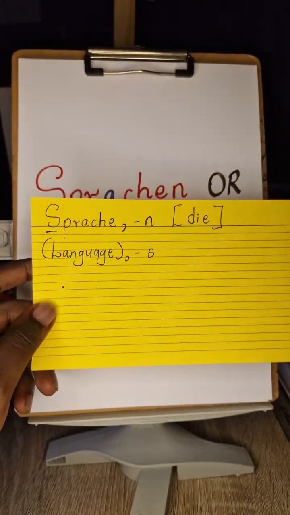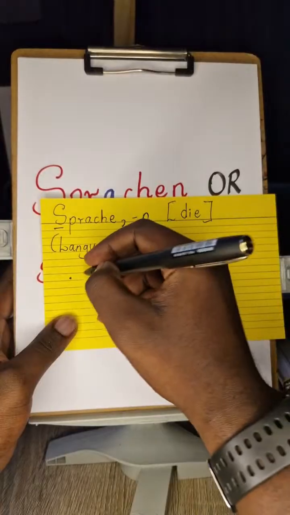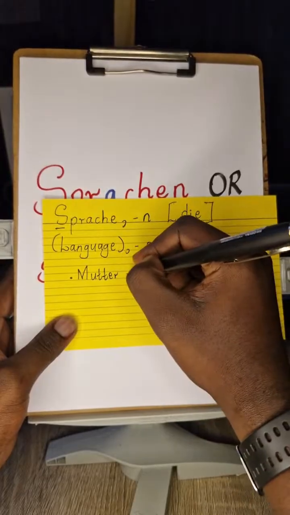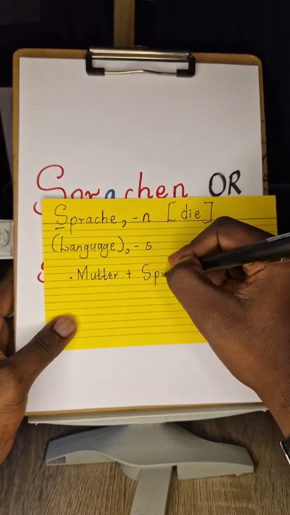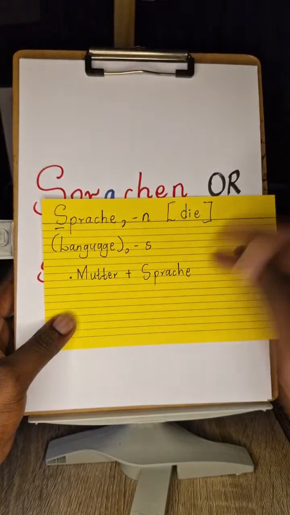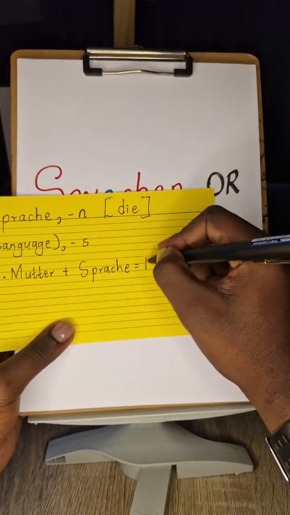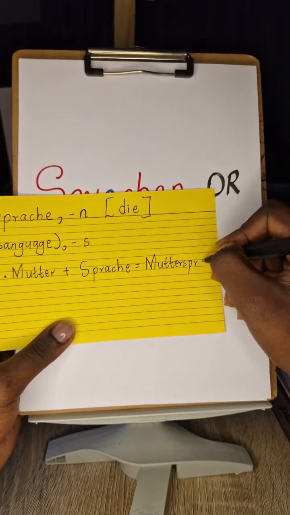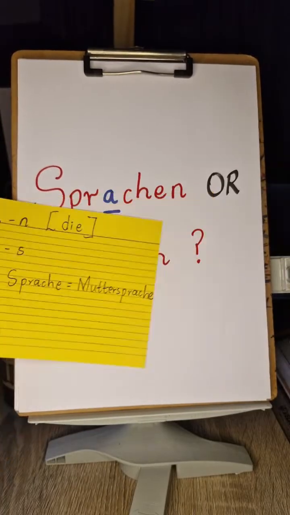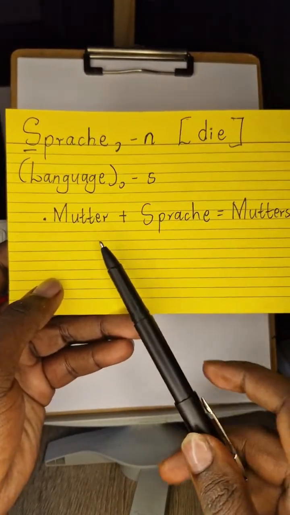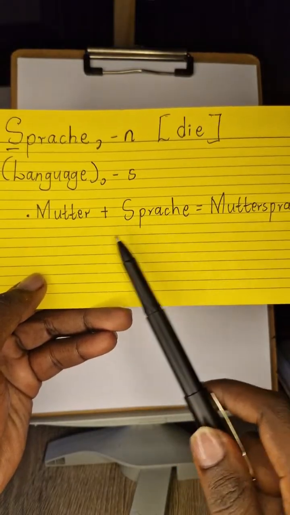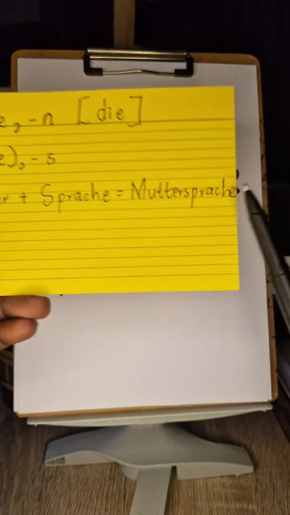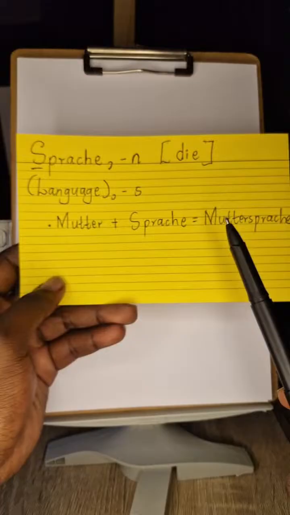Now you can proceed to form other nouns using the same Sprache. Sometimes they combine the word Mutter, right? And then you have the Sprache, the mother, and tongue. So mother tongue, you would now say Mutter Sprache. Look at that. So there's Mutter, that is mother, and then there's Sprache. Now, when we join them, of course, the S now becomes small. You now say Muttersprache. Look at that. Muttersprache, mother tongue.